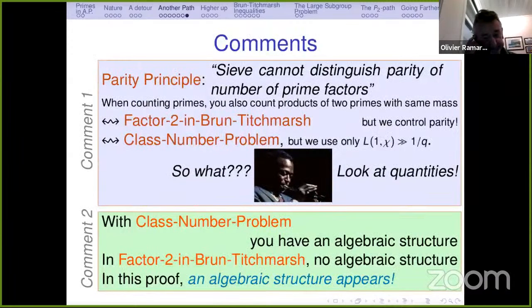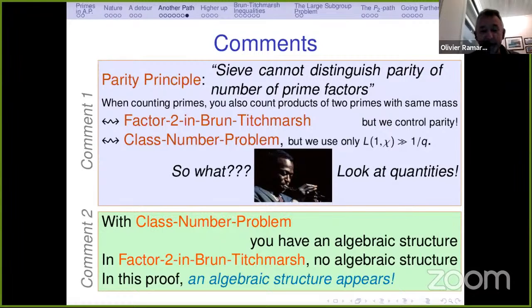Some comments: first comment is about the parity principle, which I told you about a bit. It's something due to Selberg when he was trying to understand what sieves were doing. Essentially, it says that sieves cannot distinguish between the parity of the number of prime factors. It's a bit vague.